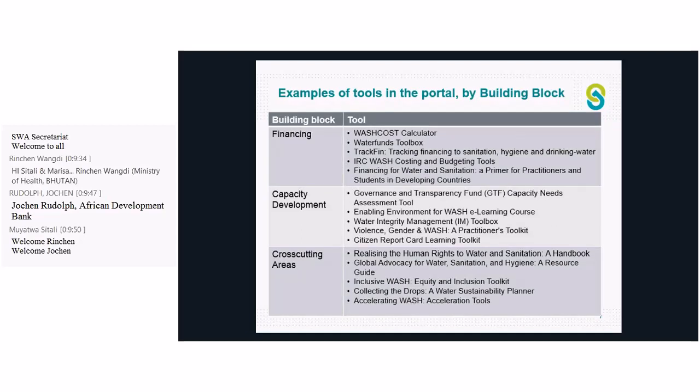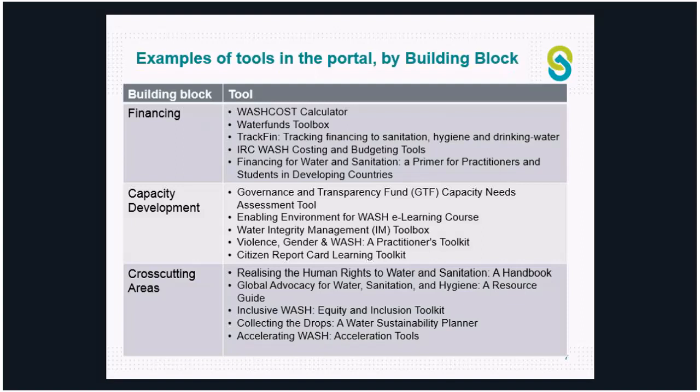With the caveat that the tools themselves aren't built according to the building block categories, a lot of the tools out there could probably be categorized across two or three different categories. In some cases, the tools are relevant to all of the categories. But the point is that if you're looking to strengthen your enabling environment and you want to improve financing, you could easily just filter by financing and find the most relevant tools in that area.